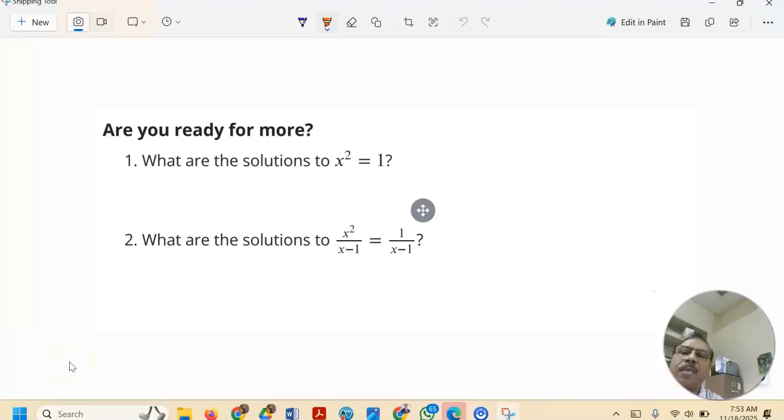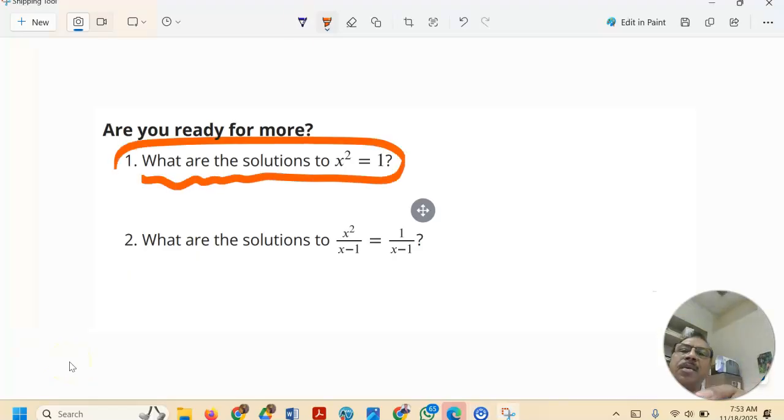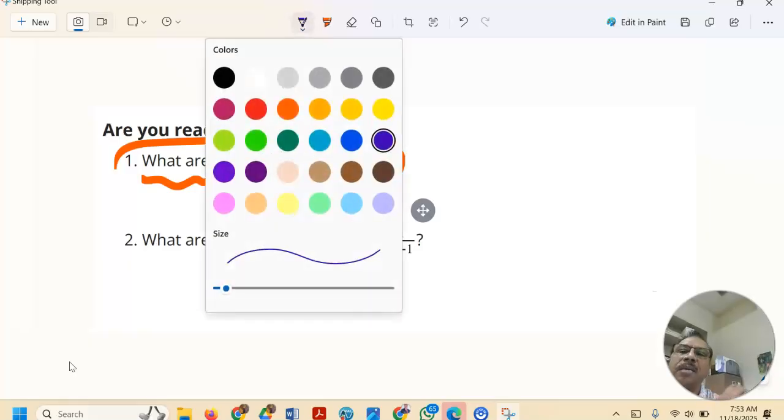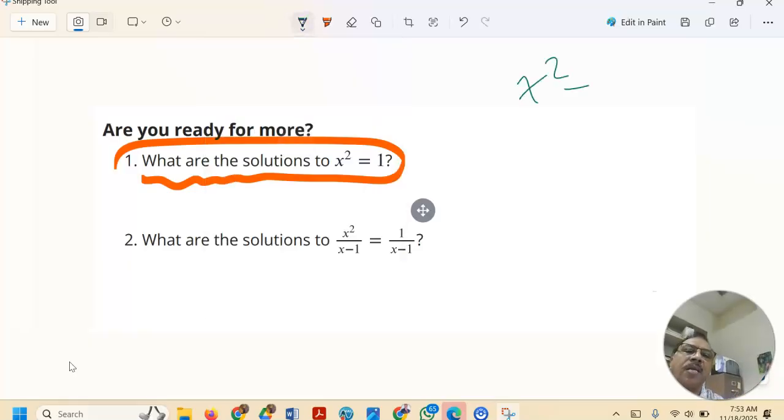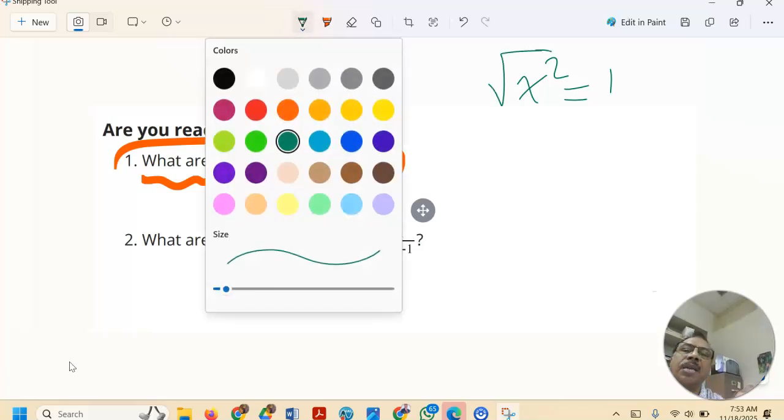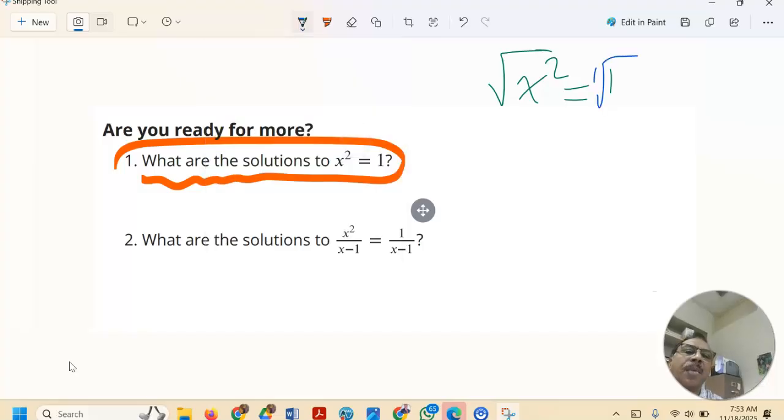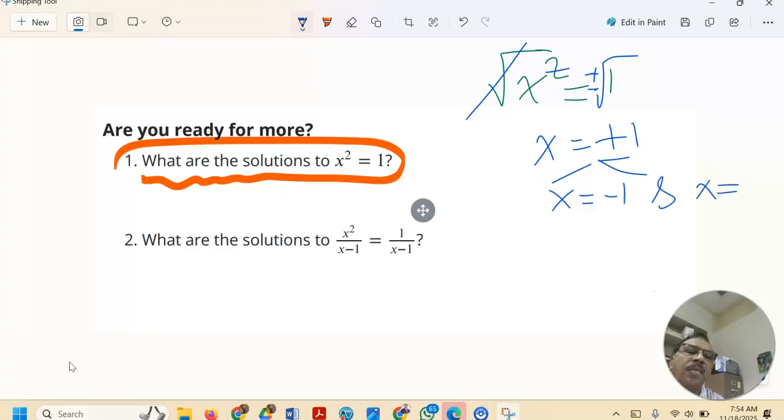Let's go to the last. Are you ready for more? What are the solutions here? All you do is take the square root on both sides. If I have x squared is 1, you take the square root, which you've been doing in middle school also, but remember you have to do plus and minus. So it is not only plus. So x takes two answers, plus and minus 1. There are two answers: x is -1 and x is +1.